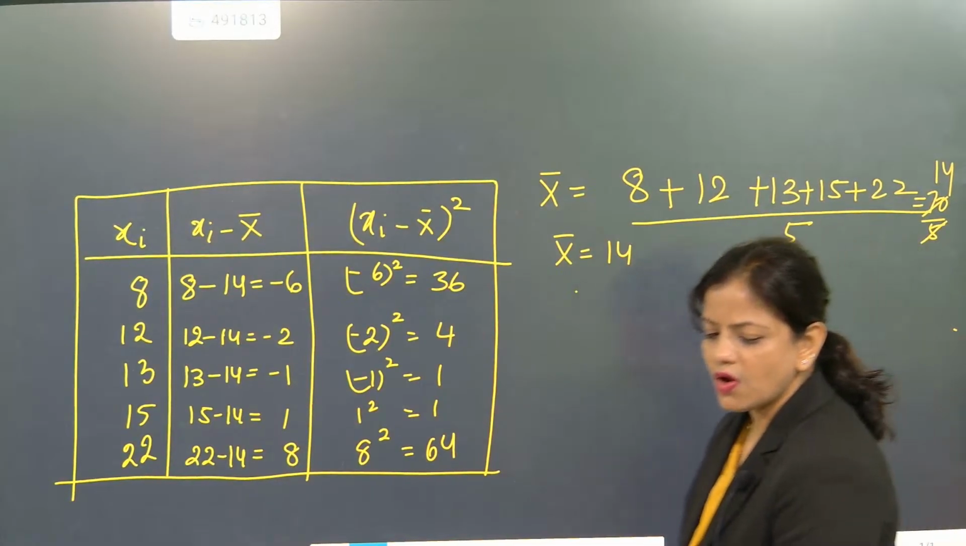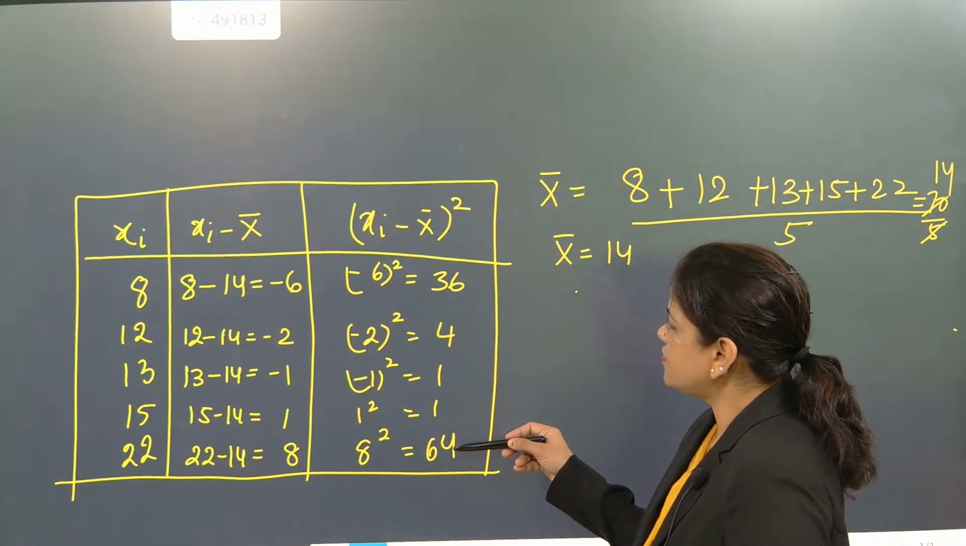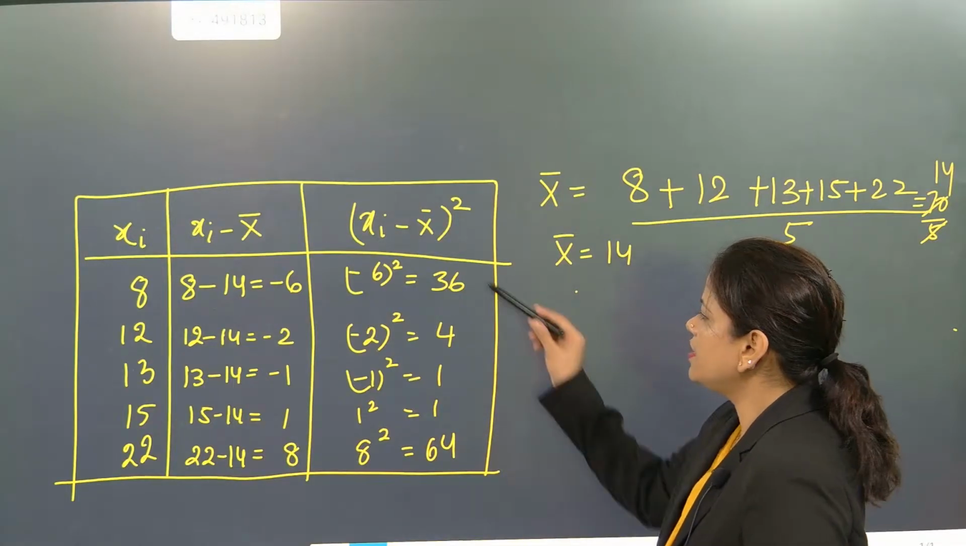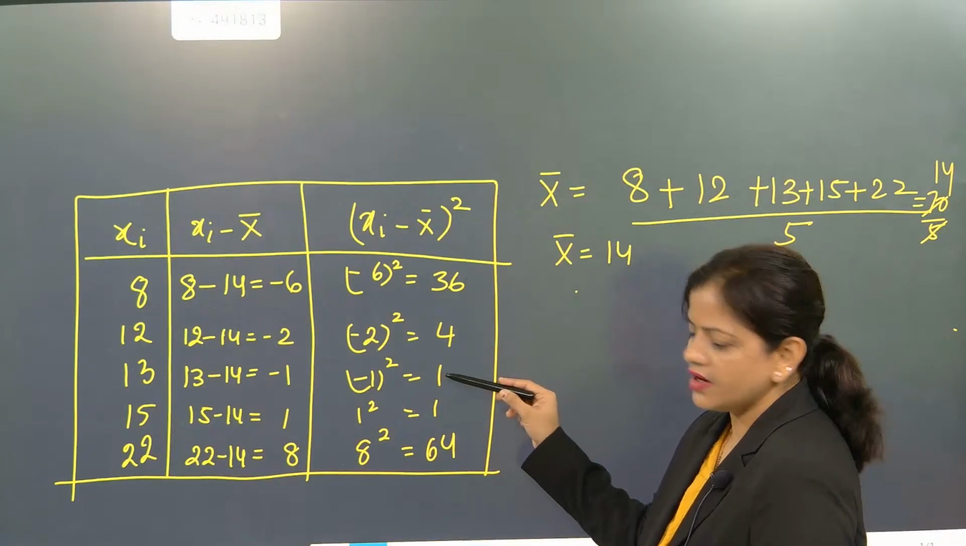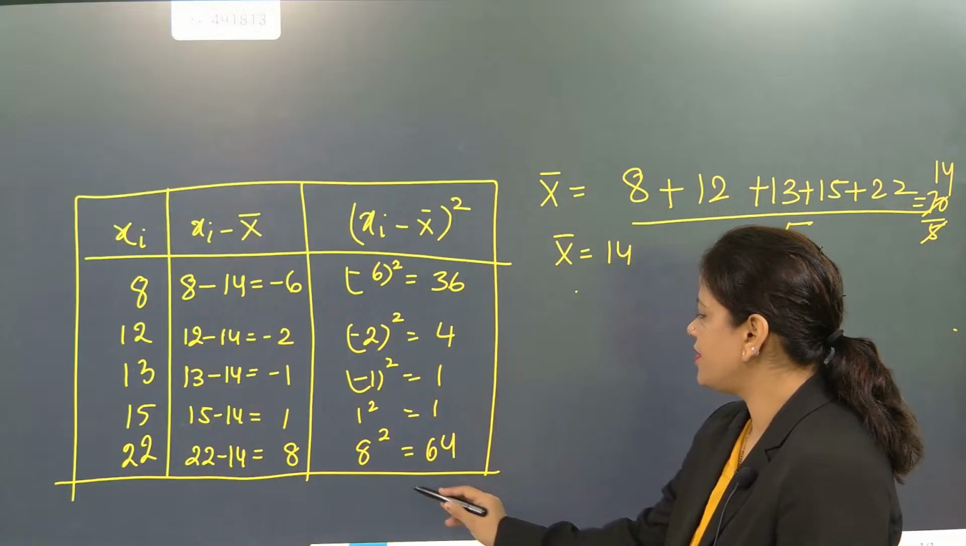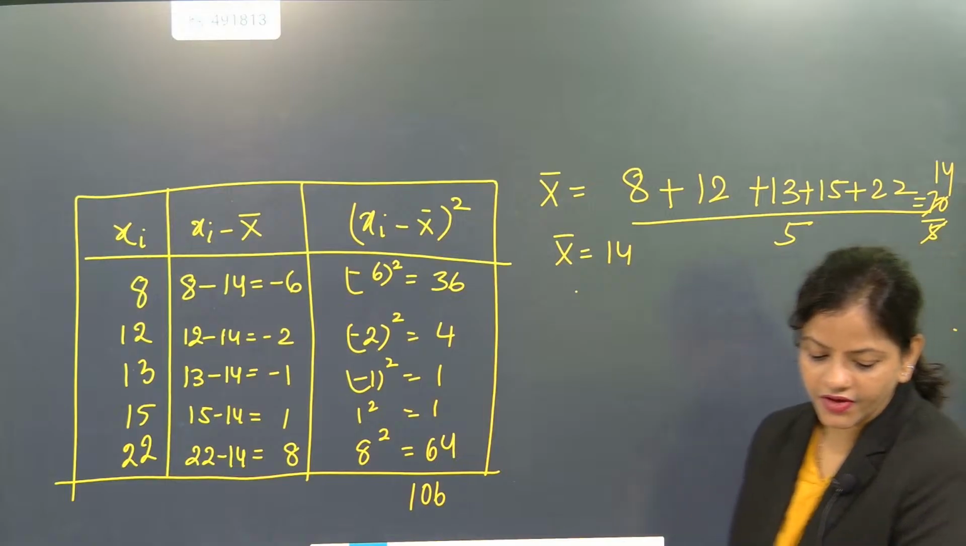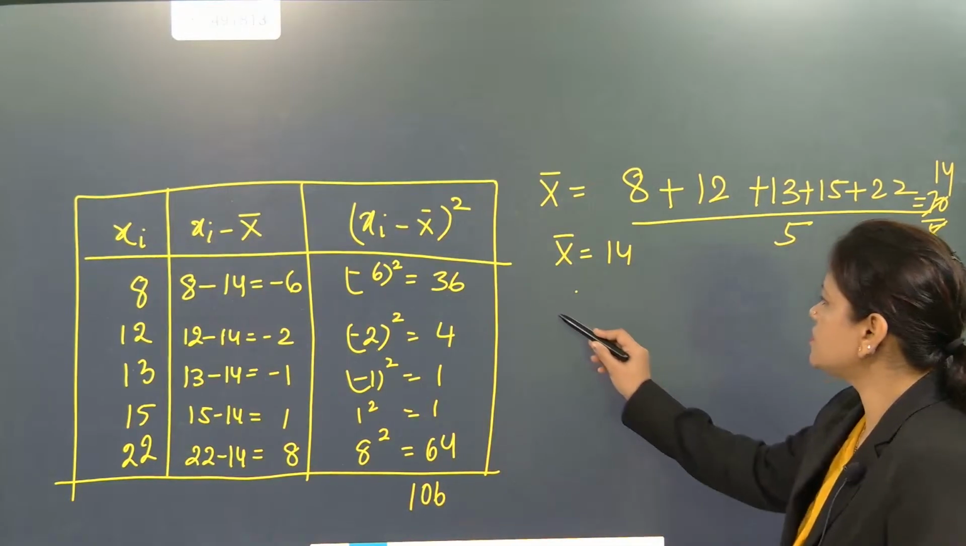Okay. So now how much value is coming? 64 plus 36, how much will it become? Total it is coming as 100, 104, 105, 106. So it is coming as 106. Now how to get the variance? Standard deviation and variance. So variance of x.